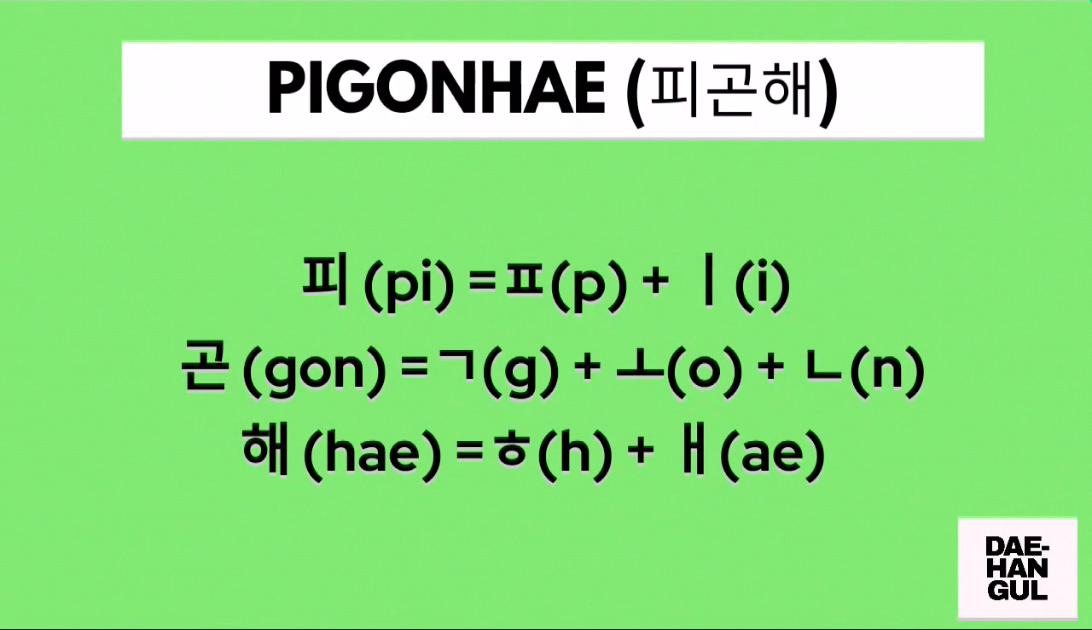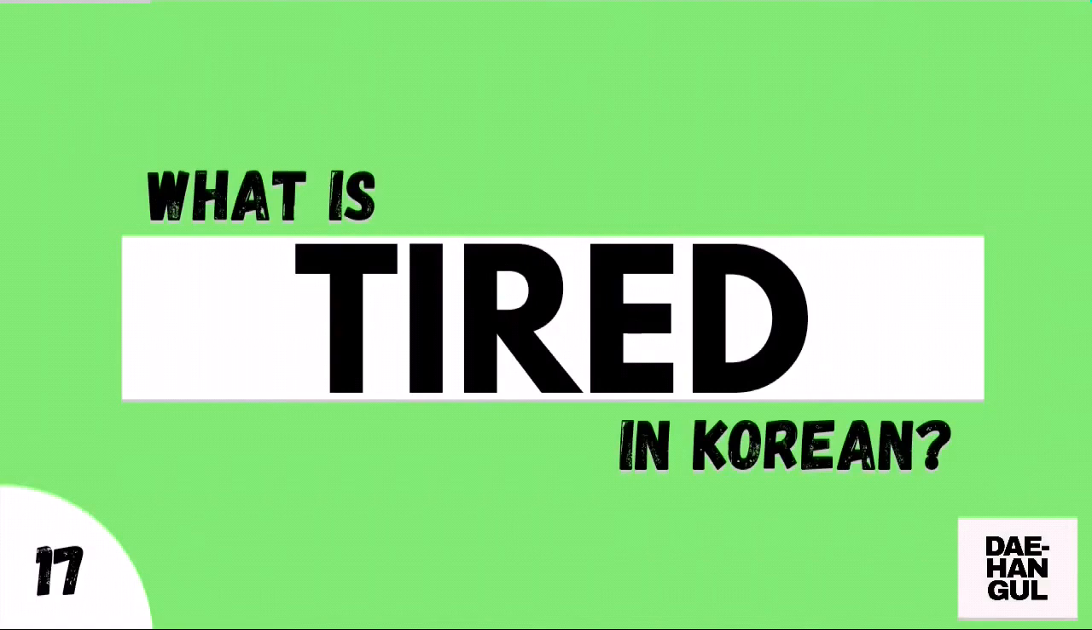First, we need to draw a P character followed by the E character. That's it for the first syllable. For the second syllable, gon, we need to draw a Gia character followed by an O character followed by a Nian character. For the last syllable, he, we need to draw a Hia character followed by an E character. And then we need to combine. Now, you already know what is tired in Korean.